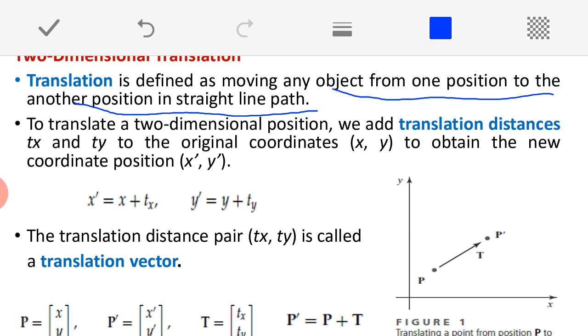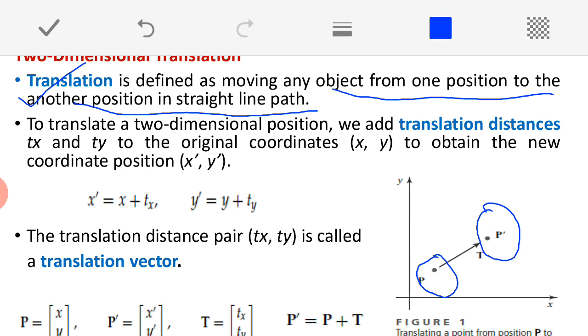So, if you want to move the object from one position to another position on the display device, that transformation is known as what? Translation. Do remember this point. In this diagram, imagine that there is a point P with x comma y, and if I want to move this point P to a different position, then my point becomes P dash.